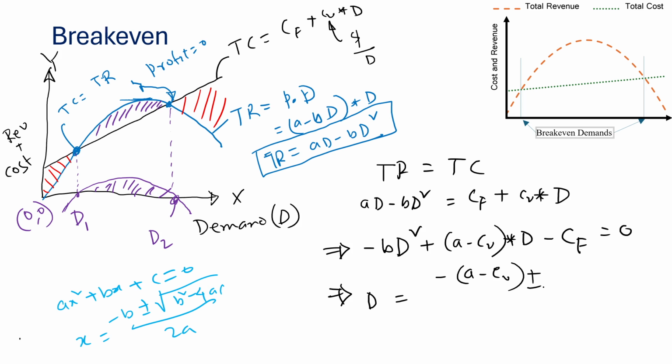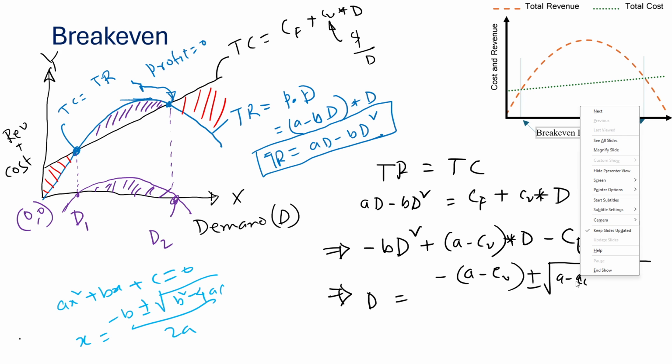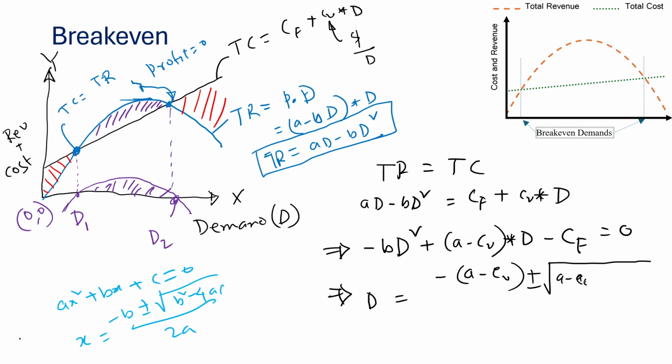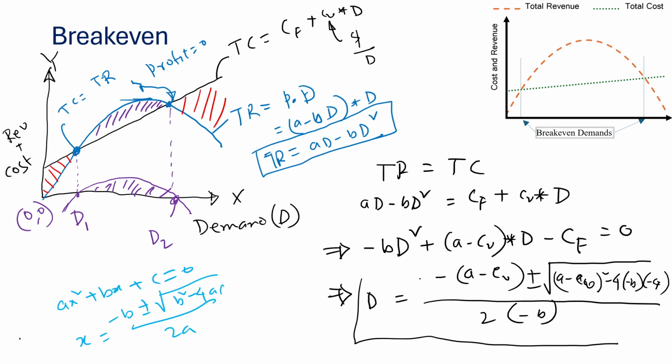Then plus or minus the square root of b squared, sorry, (A minus cv) whole squared, minus 4ac. Our a is minus B, c is minus CF, divided by 2a, where our a is minus B. So this is the break-even demand, for which you're not going to earn money or lose money. Using the minus sign here will give you D1, and the plus sign will give you D2.